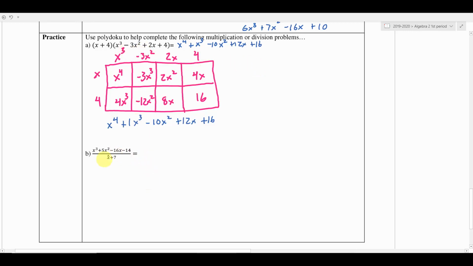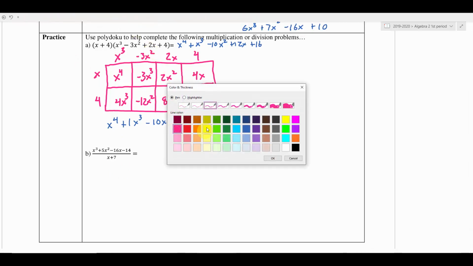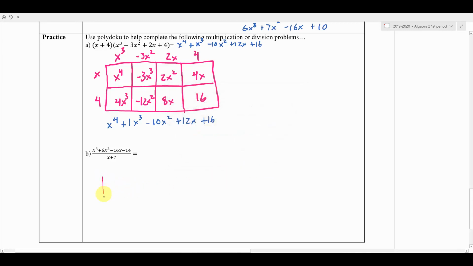Now we can do division, right? And remember, division is this process backwards. All right, so here we go. We're going to set this up. Let me grab my pink pen first. I like my pink pen. All right, so set this up.